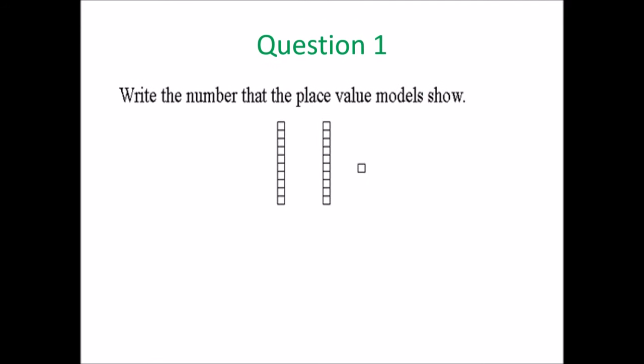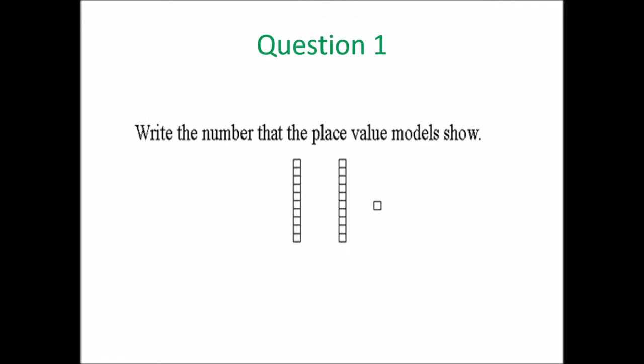Now, the fun part, you will mark your answers. Here we go. Question 1. What was the answer to question 1? Write the number that the place value models show. It's a 2-digit number. Yes, that number is 21. 2 tens and 1 one.